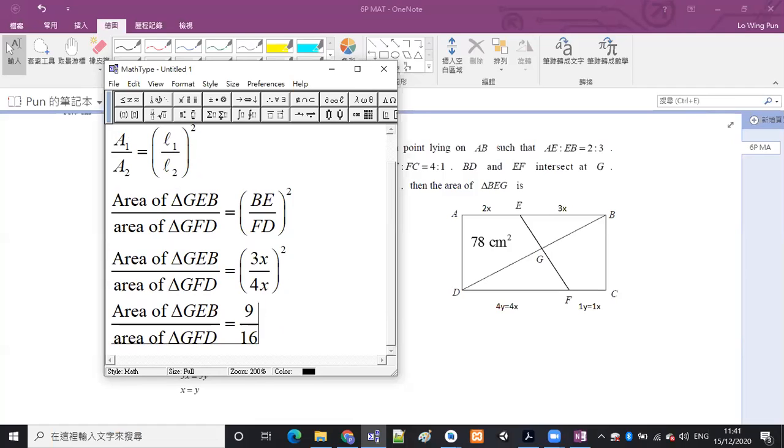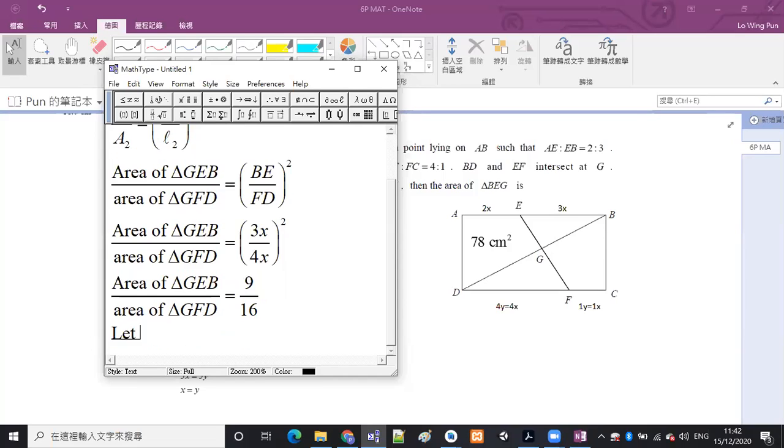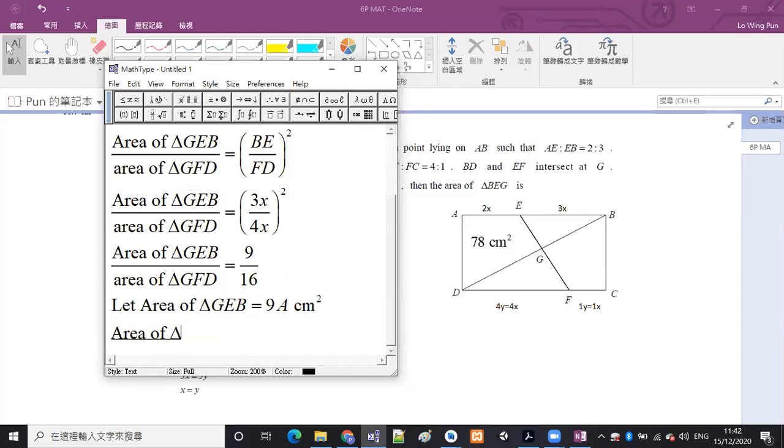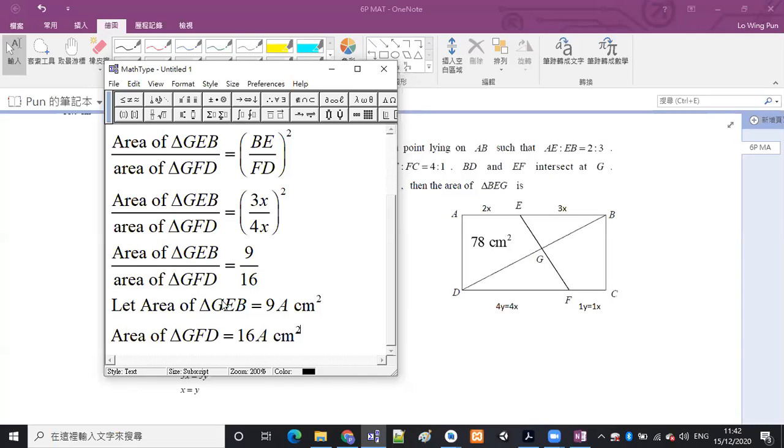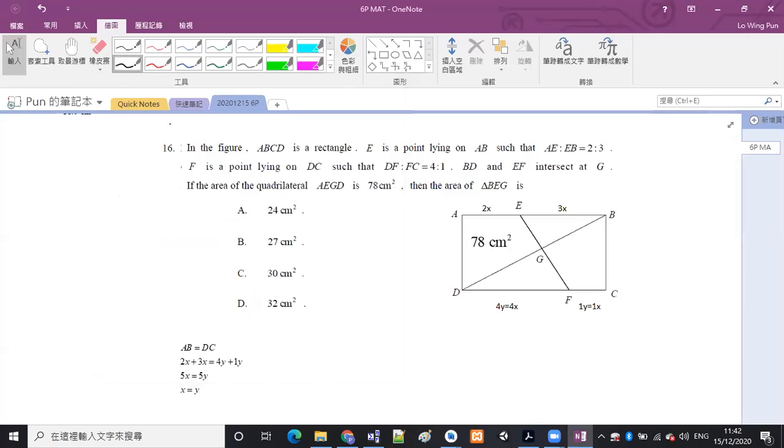9/16。好啦，咁呢兩個三角形嘅比就係9:16啦，係嘛？OK，咁如果9:16嘅話，我哋又可以做一啲嘢咯喎。我哋可以 let 佢做9A 同埋16A。So we will let the area of triangle GEB be 9A cm square, and the area of triangle GFD be 16A cm square. So this one should be 9A.